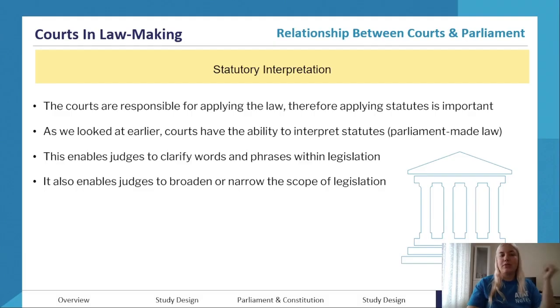Okay, the next point is about statutory interpretation. So the courts are responsible for applying the law, and therefore applying statutes is important, and trying to interpret Parliament-made law. And we said the reasons for statutory interpretation, the effects. So that's exactly what you'd be discussing under this point. This enables judges to clarify words and phrases within the legislation, make them more clear, and to broaden or narrow the scope of legislation and how it operates, and develop common law and precedent further.